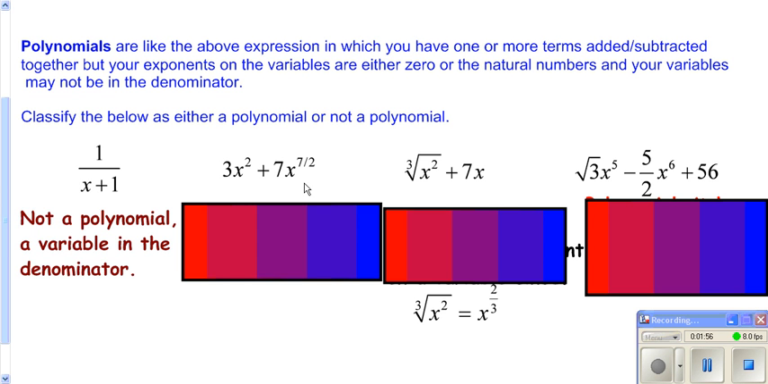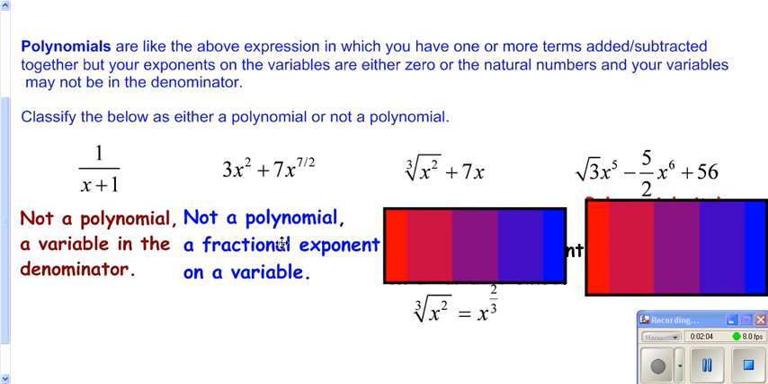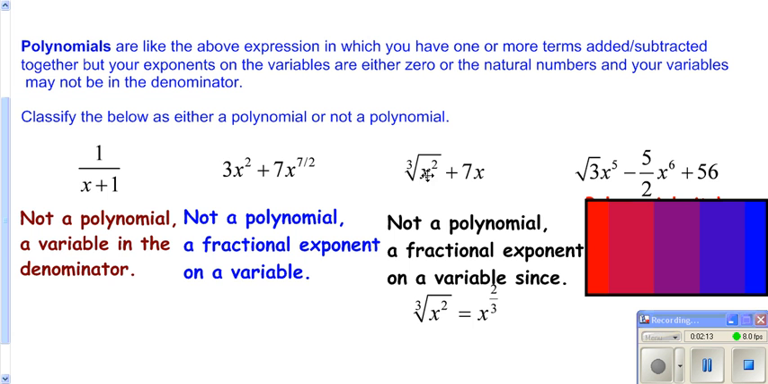This one here, is it a polynomial? In this case, it is not, because we have a fractional exponent on a variable. Because your cube root of x squared could be written as x to the 2/3, where the denominator of the exponent tells you the root you're taking, the numerator of the exponent tells you the power you're raising it to.